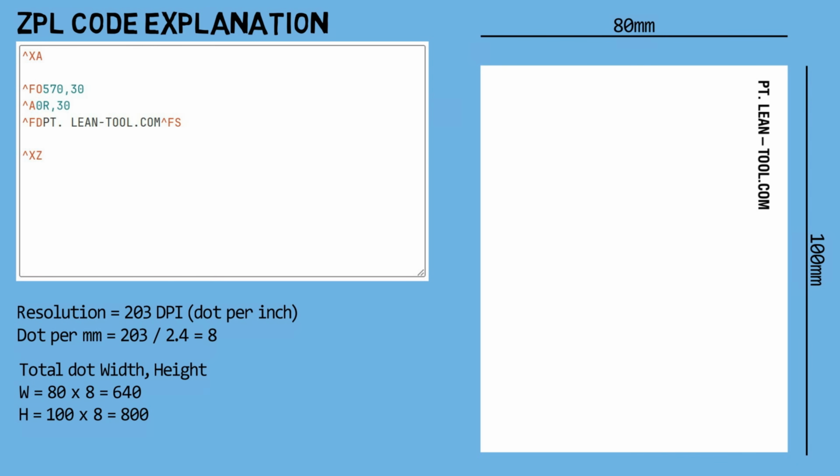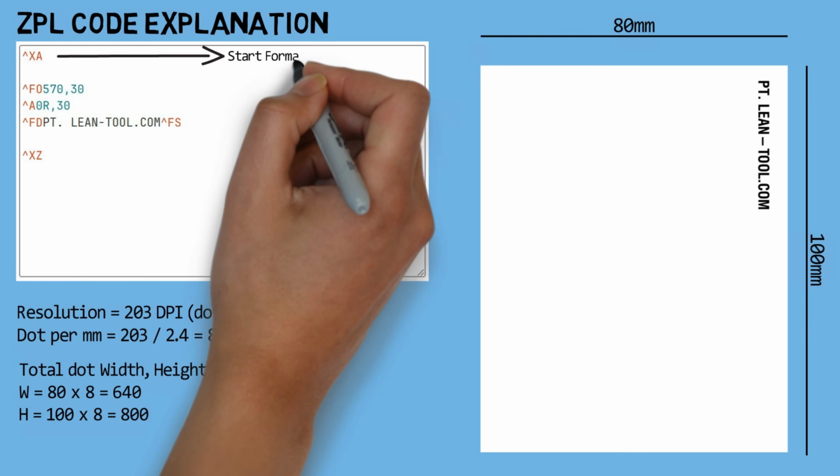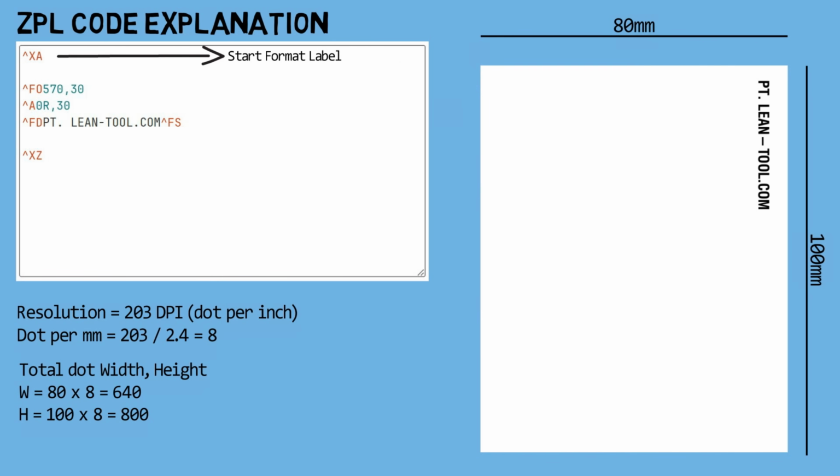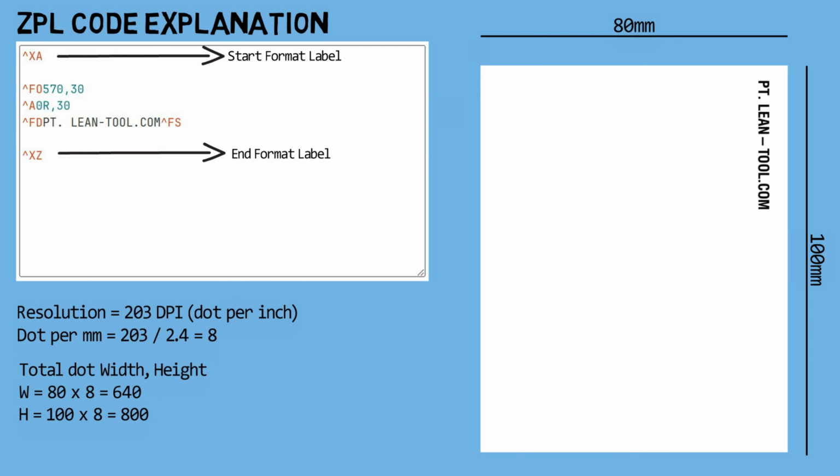In ZPL, there is the caret character, and it's used to indicate a command. So whenever the printer sees this caret symbol, it knows that what follows is an instruction, not regular text. That's why almost all ZPL commands start with a caret. Like XA, FO, or FD. In the code, it starts with XA, which marks the beginning of the label format. And at the end, there's XZ, which indicates the end of the label format. So basically, everything written between these two commands is what the printer will process as one complete label design.